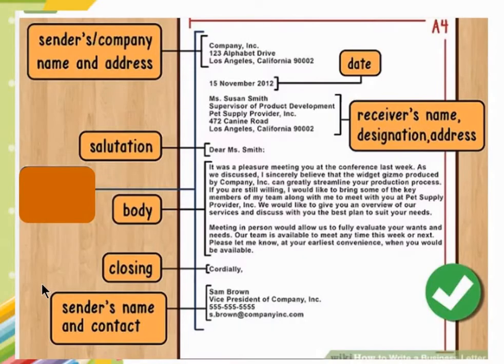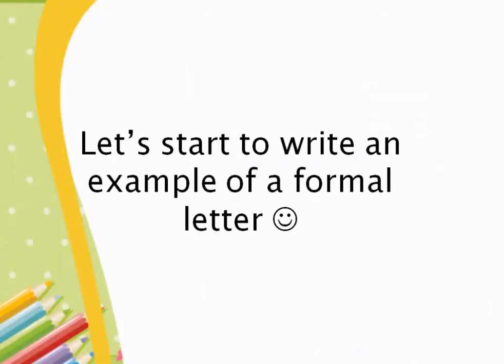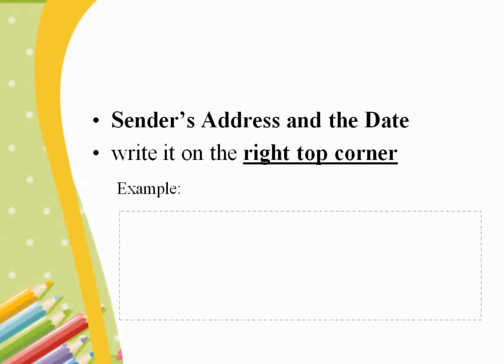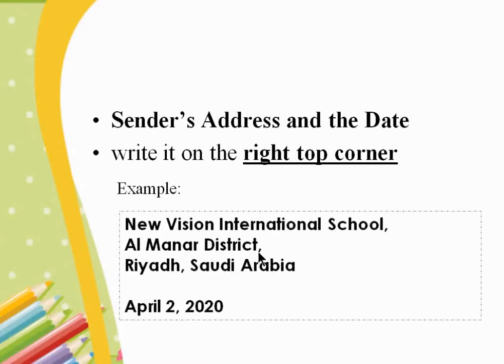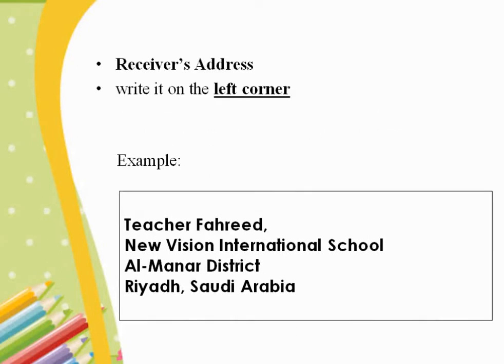And because you're already familiar with the parts of a letter, let's start to write your own example of a formal letter. Are you excited? Great! Please get your copybook. Let's start with the sender's address and the date. You have to make sure that you will write it on the right top corner. So it must be here, on this part. Example. Please keep in mind that this is the sender's address, the one who wrote the letter.